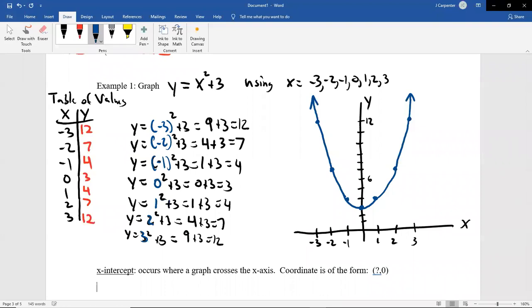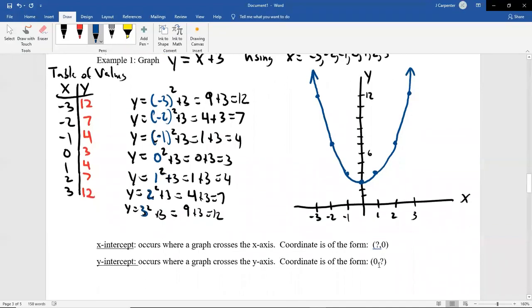Versus the y-intercept, which you can probably guess occurs where a graph crosses the y-axis. And the coordinate is of the form, just swap the 0 and the question mark, 0, comma, question mark. What I'm saying by is of the form is the fact that the 0 is opposite the name. That's the important thing here.